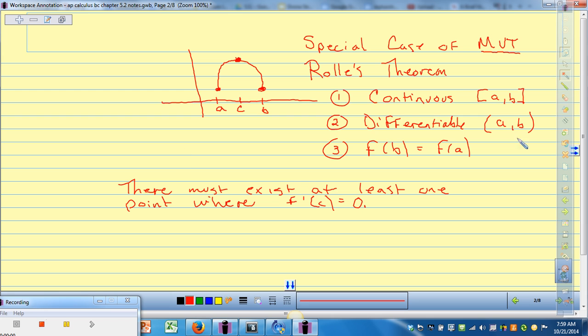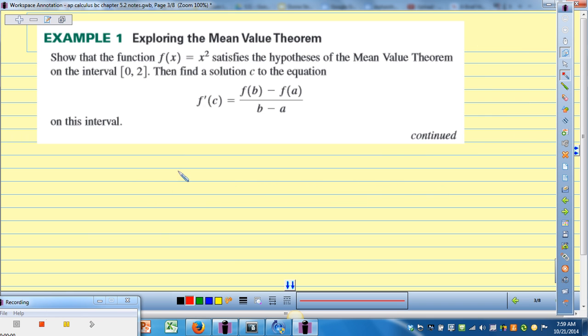All right, so let's go see how we use the mean value theorem. Show that the function f of x equals x squared satisfies the hypotheses of the mean value theorem, those are the conditions, on the interval from 0 to 2, then find the solution c. So we're looking for the point where the derivative equals the average rate of change. We need to first check our conditions, our hypotheses.